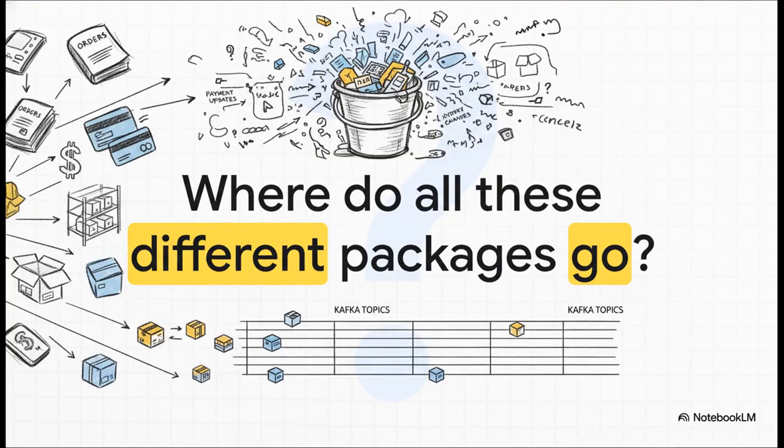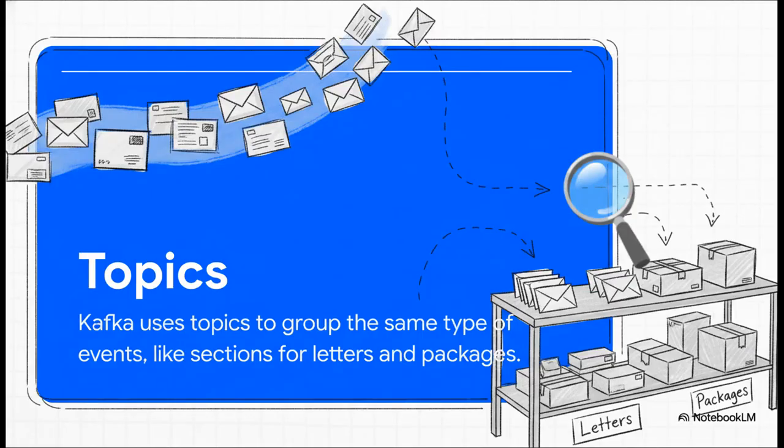All right, so this is starting to make sense. We've got producers sending all this data, orders, payments, you name it. But wait a minute. If you just dump all that mail into one giant pile, wouldn't that just be a different kind of chaos? How on earth does Kafka keep everything from getting mixed up? And you'd be right. That's why Kafka has a really clever way of organizing things.